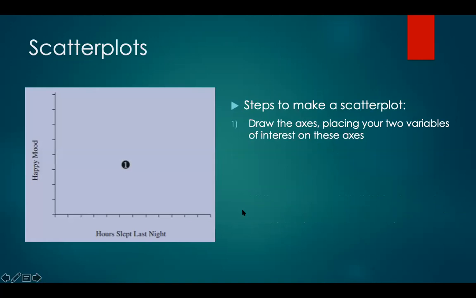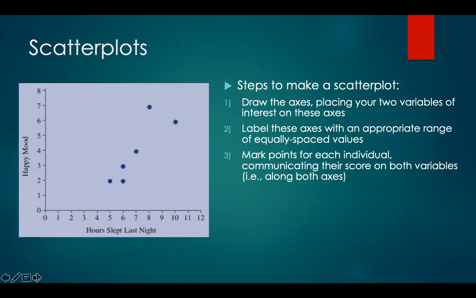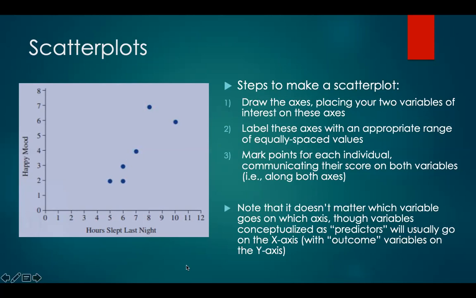So here are the steps to make a scatter plot. First, you draw the axes, placing your two variables of interest on these axes. Second, you label these axes with the appropriate range of values, capturing any possible score you might find on each of these variables. Step 3 is to mark points for each individual, communicating their score on both variables, along both axes. So note that it doesn't matter which variable goes on which axis, the variables conceptualized as predictors, or causes, usually go on the x-axis, with outcome variables on the y-axis. But keep in mind, this doesn't imply cause and effect. It's simply a relationship.